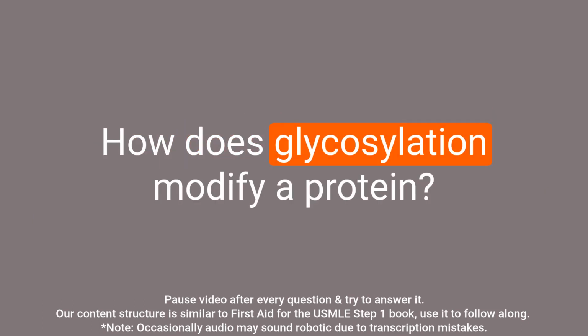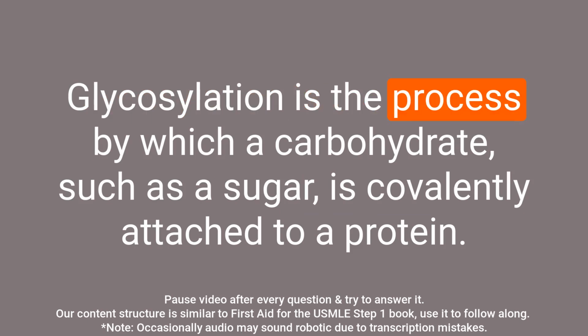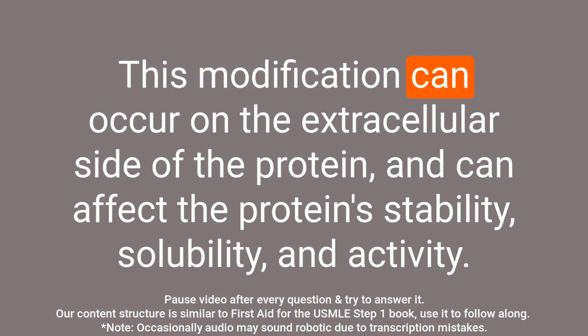Question: how does glycosylation modify a protein? Answer: glycosylation is the process by which a carbohydrate, such as a sugar, is covalently attached to a protein. This modification can occur on the extracellular side of the protein and can affect the protein's stability, solubility, and activity.